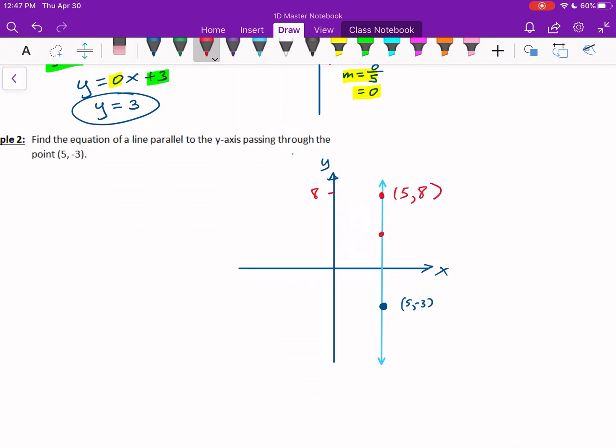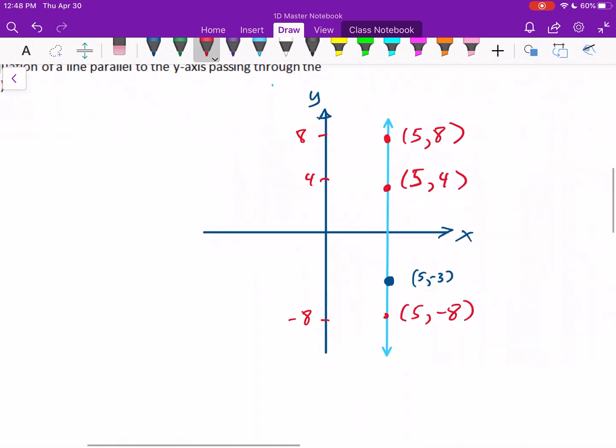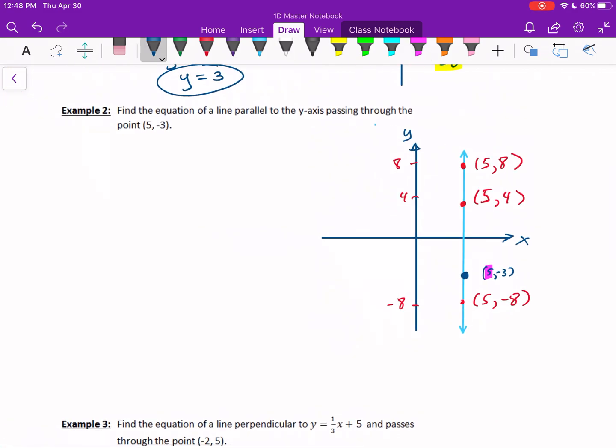If this was a 4 on the y-axis, well, it still has to have a 5 on the x-axis. If I go down here to -8 on the y-axis, it's still got to have a 5 on the x-axis. So again, what's the important part here? The important part is that 5. The x always has to equal 5. Getting sloppy again. x equals 5.